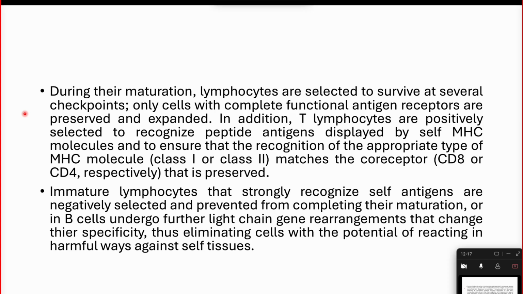Immature lymphocytes that strongly recognize self-antigens are negatively selected and prevented from completing their maturation, or in B cells undergo further light chain gene rearrangement that changes their specificity, thus eliminating cells with the potential of reacting in harmful ways against cells and tissues, or what this disease will be called, autoimmunity, right?